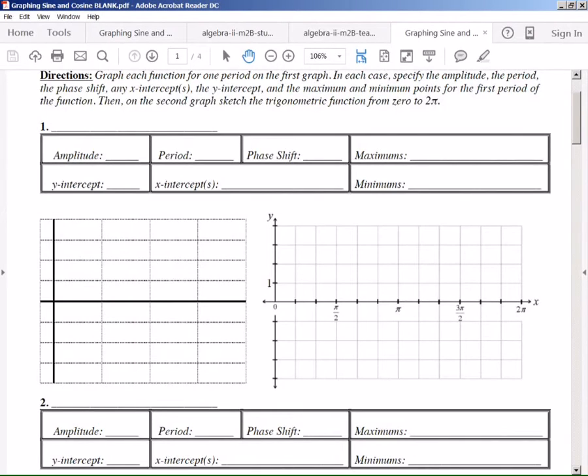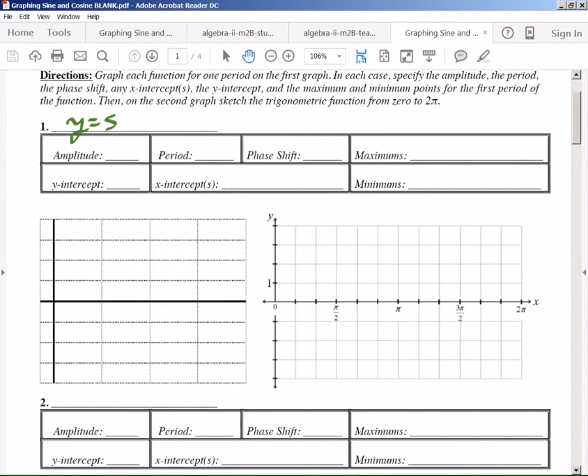Okay, I first just want to do some trig functions that don't have anything else happening to them except for the period. The period is changing. All right, but before I do that, let me show you guys really quickly what sine and cosine functions look like. You guys already know this, but it's always good to review.